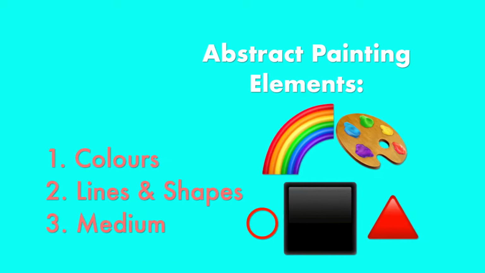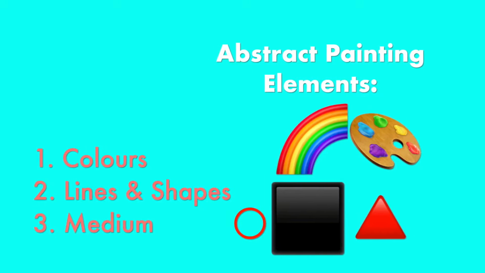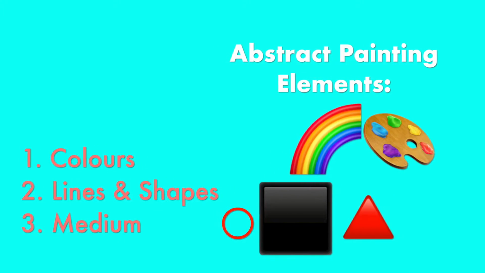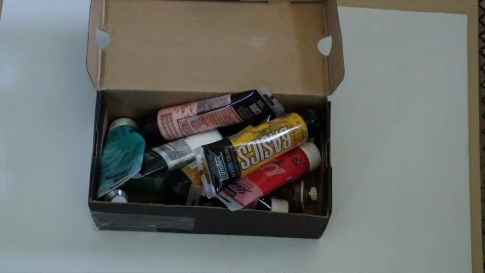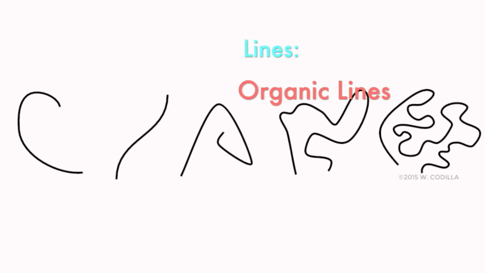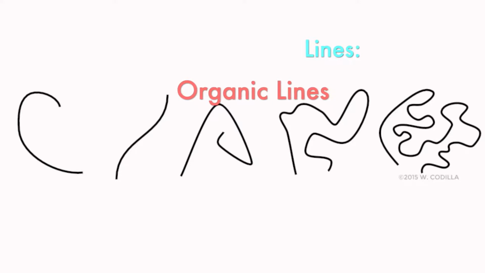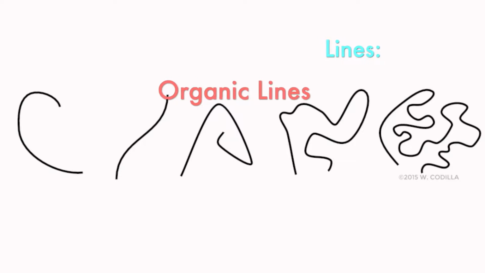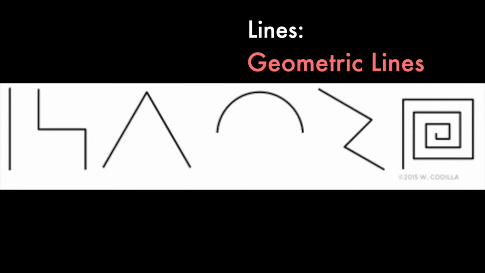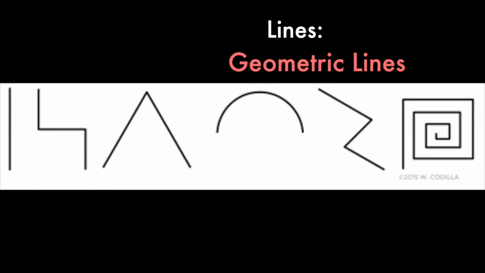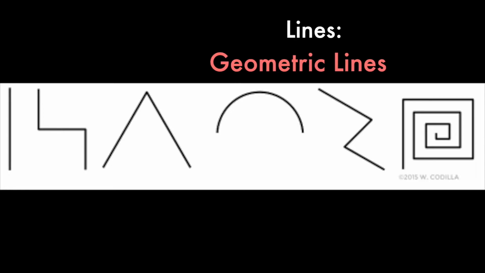So abstract paintings have three main elements. They are colors, lines and shapes, and the way that medium has been used. The simplest way to paint an abstract painting is by using just colors, one color or two colors or many colors. Now I divide the lines and forms or shapes into organic and geometric.